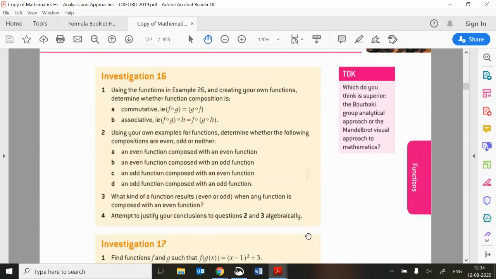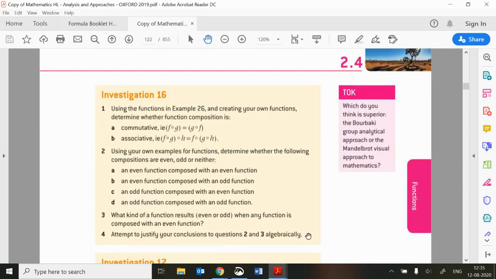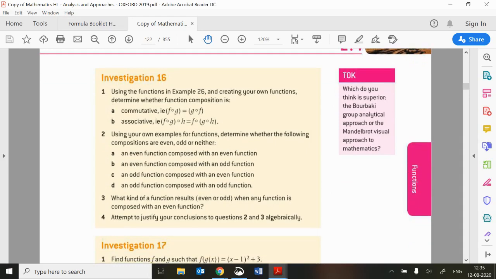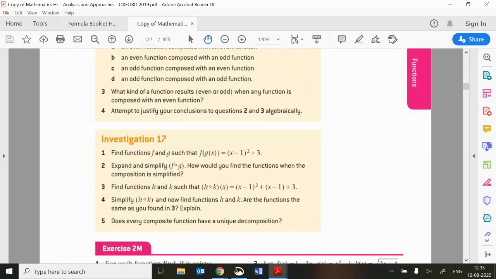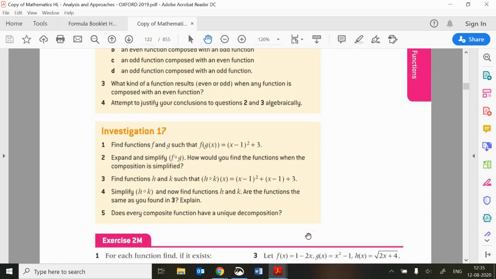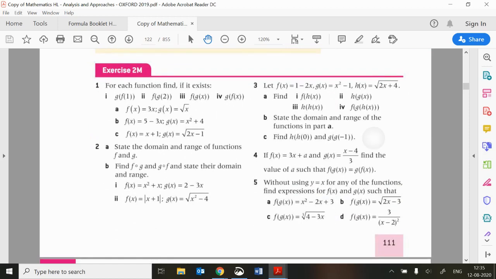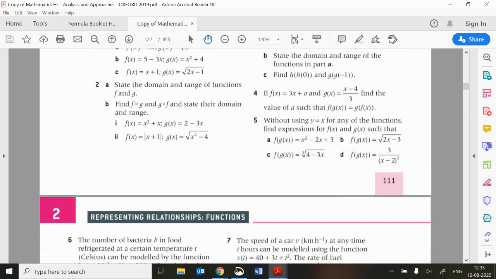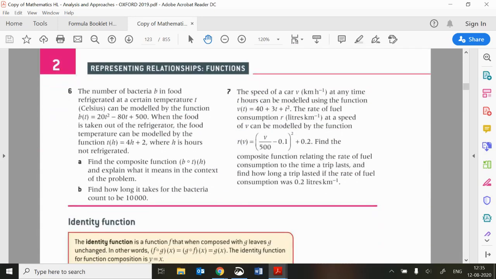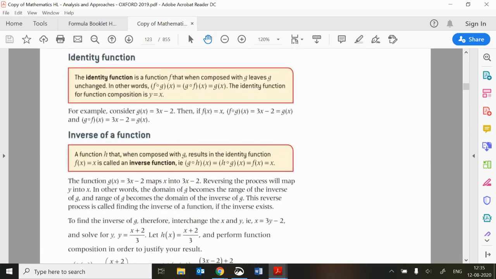Went to town with the explanations. There's some more investigations here. There is investigation 16, so you can go to that, and investigation 17 as well. I mean, these are obviously very good things to be doing. And there's your questions for 2M as well, going on to question 7. Next exercise is all about identity functions.